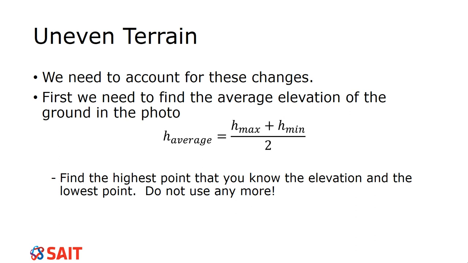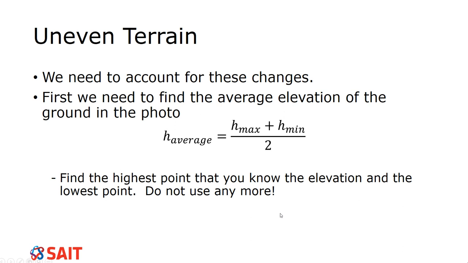Do not use more, because what that does is it's going to bias it to one side. If you have a lot of points, especially these elevation points, and they tend to be clustered in one particular area, it's going to bias that scale. So we don't want to do that. We want to avoid the bias, and we're just going to use the highest and lowest point, because then it is the overall average of that photo.